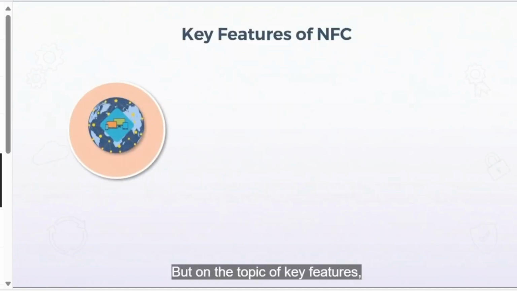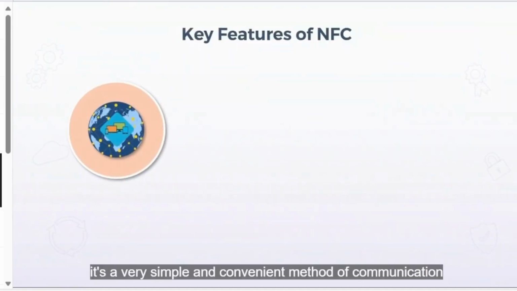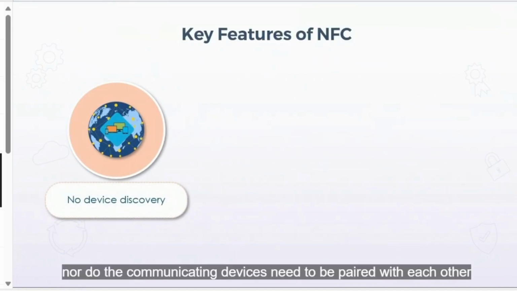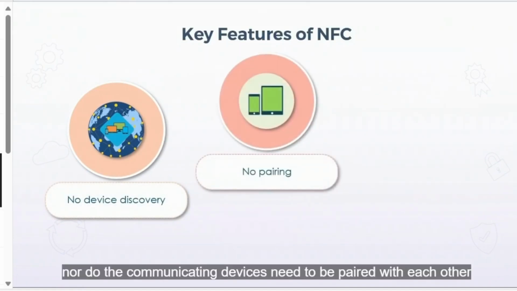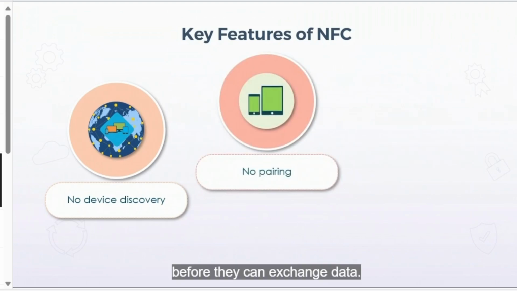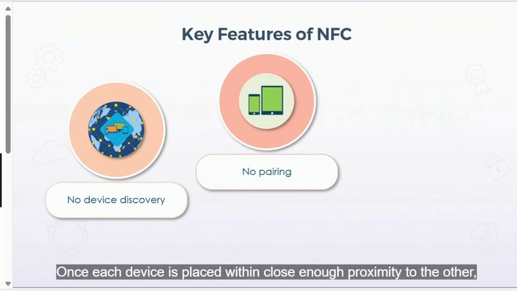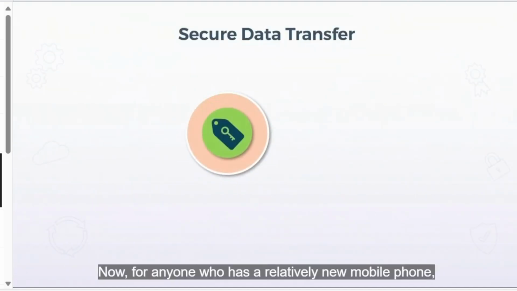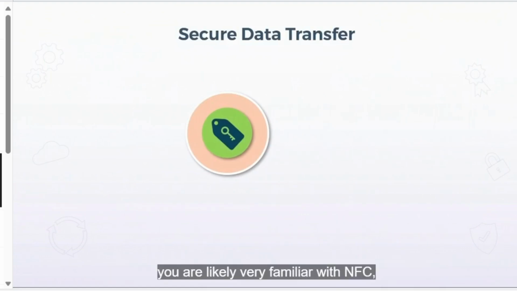But on the topic of key features, it's a very simple and convenient method of communication because there is no device discovery required, nor do the communicating devices need to be paired with each other before they can exchange data. Once each device is placed within close enough proximity to the other, they can communicate instantly.